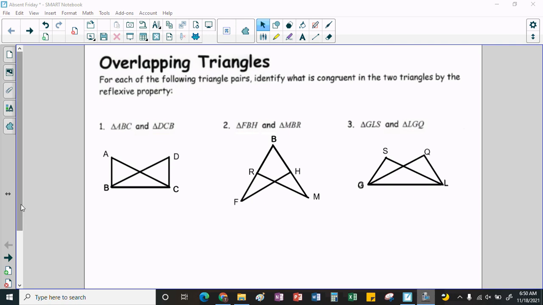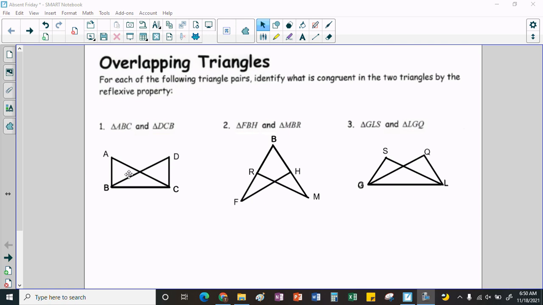Okay, so you should have this paper in front of you, which you should be able to pick up from the substitute. What we have here in all three cases is two triangles, but the triangles are overlapping. When they're overlapping in certain ways, some of the parts are congruent because it's the same part in both triangles. We call it the common part.